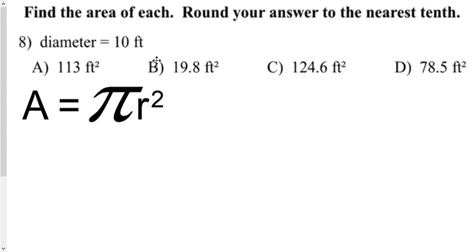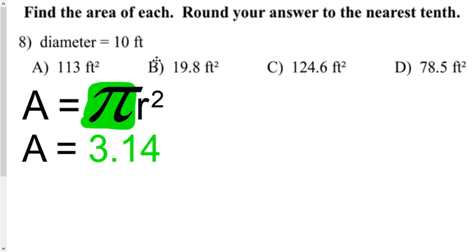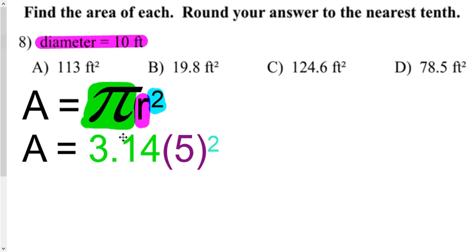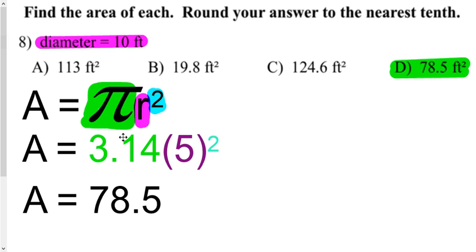Now, number 8, pi is 3.14. The radius is what we need, but they gave us the diameter, so half it, be 5, and raise that to the second power. So put that all in your calculator and we get 78.5.